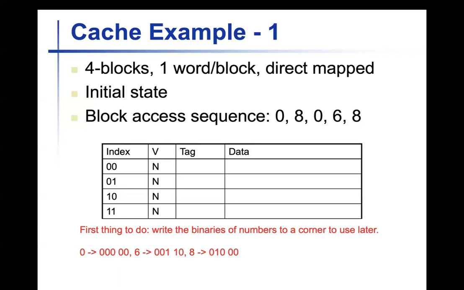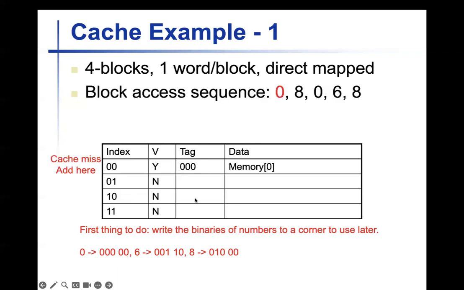So for example, if I am going to use 0, 0 has to go into index 00 here. And the tag for this is going to be 000, the first 3 bits. If I'm going to put 6 here in the cache, it always has to go into index 10, and its tag would be 001. All right, so we just look at the indexes, and index is the last bits. All right, so let's start our example.